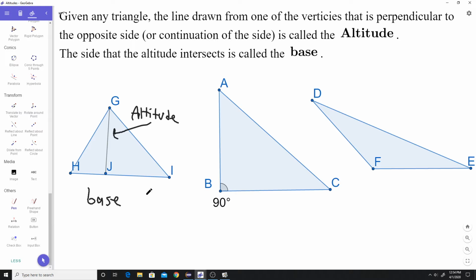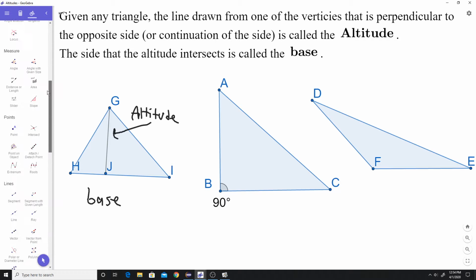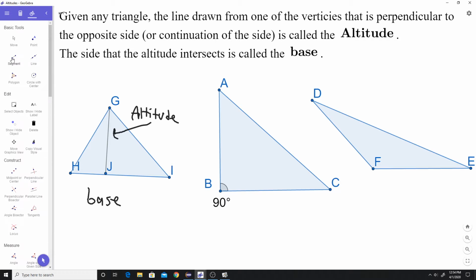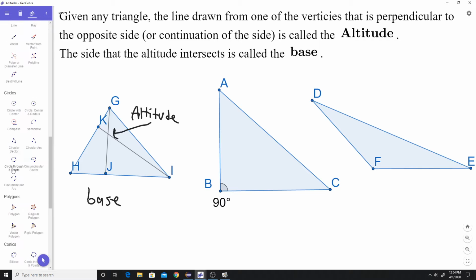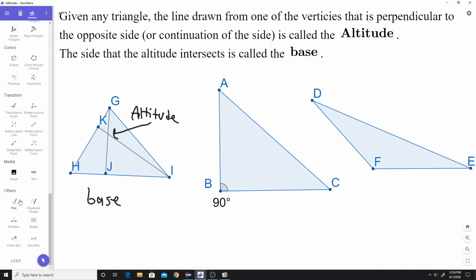Now, we could have drawn an altitude from I to HG, which would be somewhere around there. That would also be considered an altitude as well. Because again, it's just whatever line that's drawn from a vertex to an opposite side that makes a 90-degree angle.